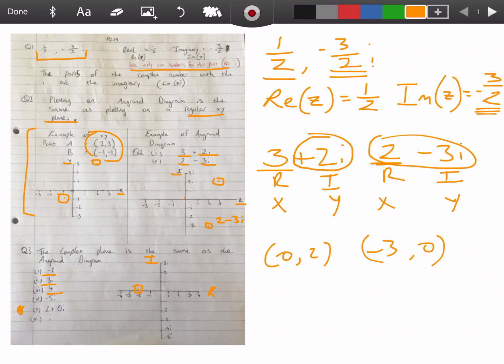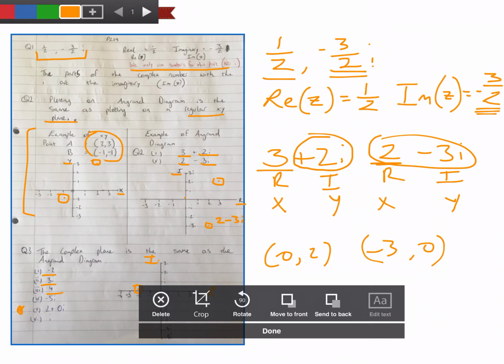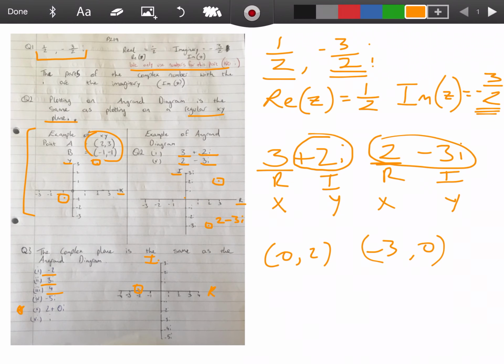The same idea, 3i has no real part, so I'm not going across the real axis. I'm just going up on the imaginary axis, up to there, up to that point. 3i is up there. 4, same idea, no imaginary part, so I'm staying on the real axis, and my point is there. Minus 5i, again, no real part, so I'm just on the imaginary axis, and I'm going all the way down to minus 5i.